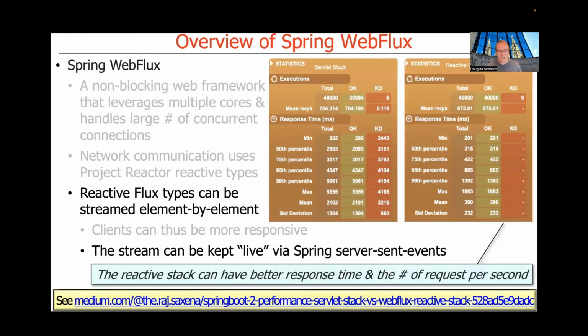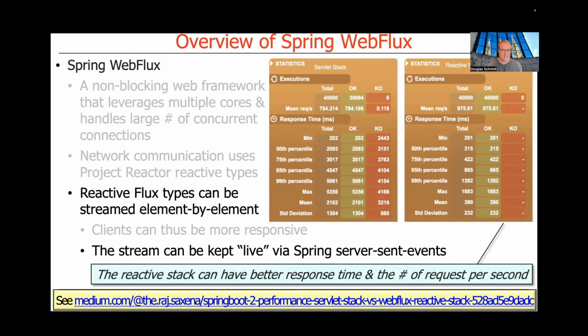So what does this actually buy us? Is it a win? And the answer is often, yes, it is a win. And you can take a look at this article here for some benchmarking results that'll give you a better impression of how things work. And the reactive stack can have a better response time, and it can also handle more requests per second. And the reason for that, again, is it does threading in a totally different way, which we'll talk about more in the next set of slides. And it uses many fewer resources.